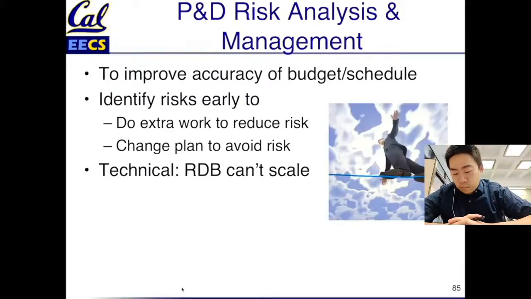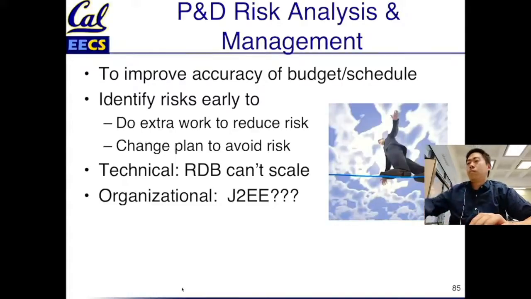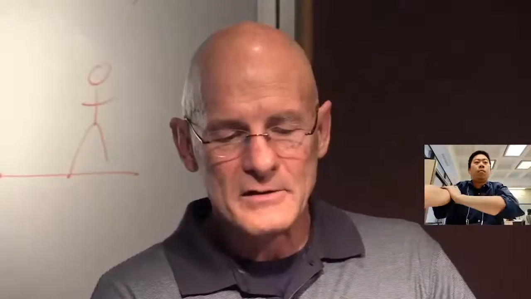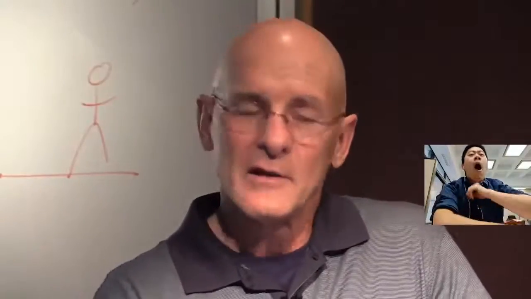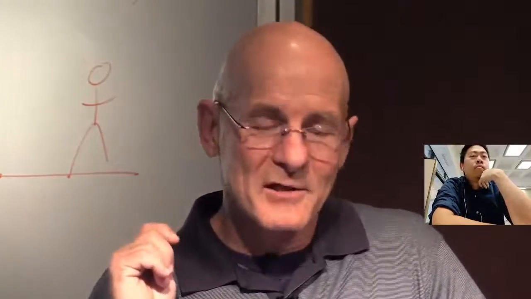So a technical challenge: hey, the relational database won't scale to be big enough. Well, maybe we could find a bigger machine with a bigger relational database so we can make that risk go away. Boy, our organization isn't familiar with J2EE, which we have to use to build that. What can we do to mitigate that risk? We could take online tutorials to get them better at J2EE so that risk is mitigated.